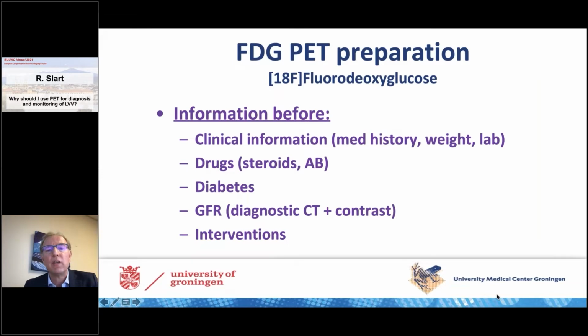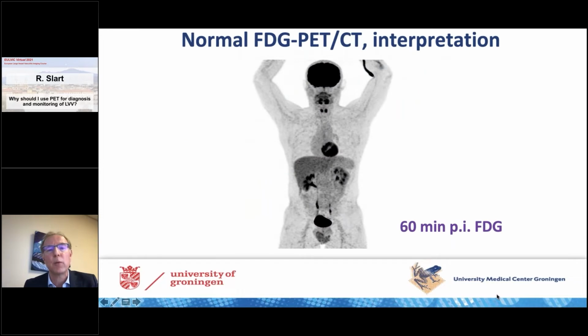Before we start, we inject fluorodeoxyglucose, that's the FDG variant. We need some information because particularly drugs can also reduce the signal on the PET scan, like steroids, antibiotics, but also interventions can result in some additional hotspots on the scan. This is an example of normal distribution, normal uptake in the brain, vocal cords, heart myocardium, liver, excretion by the urinary tract. And this image is performed 60 minutes after injection.